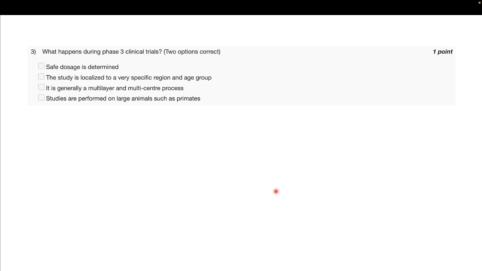Okay, let's look at the next question. What happens during phase 3 clinical trials? And we have to select two options from this.